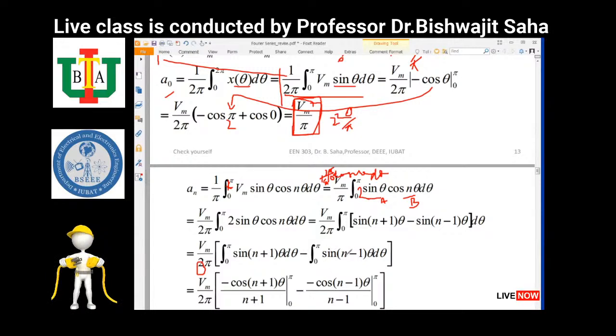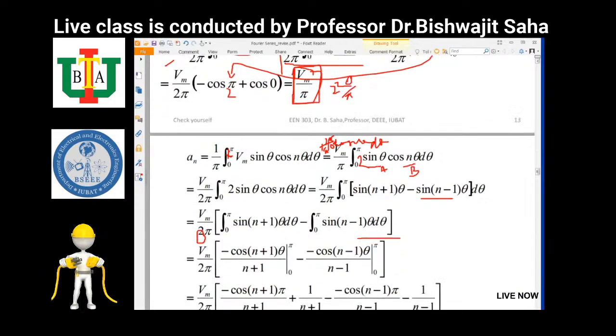Then Bm by twice pi, 0 to pi, sine n plus 1 theta minus sine n minus 1 theta, because 2 sine A cos B equals sine A plus B minus sine A minus B. That has been applied. Now again Bm by twice pi, integral from 0 to pi of sine n plus 1 theta d theta minus integral from 0 to pi of sine n minus 1 theta d theta. So simply we do the integration here.